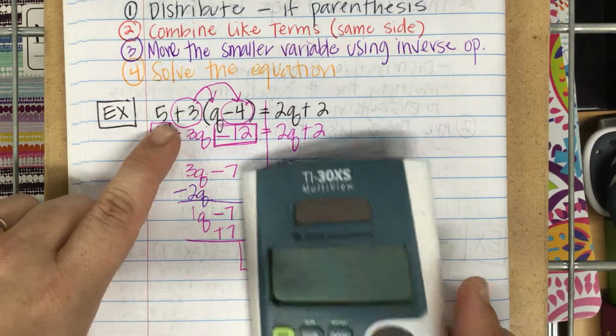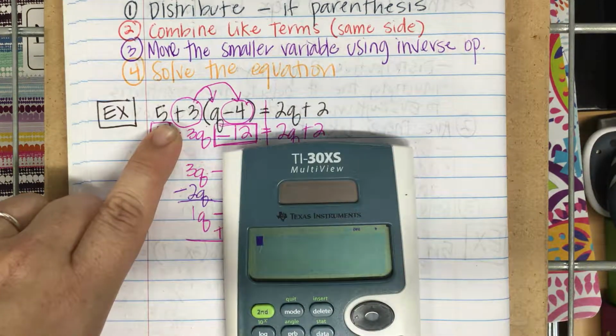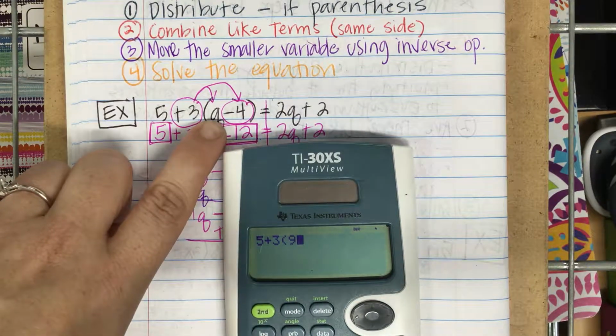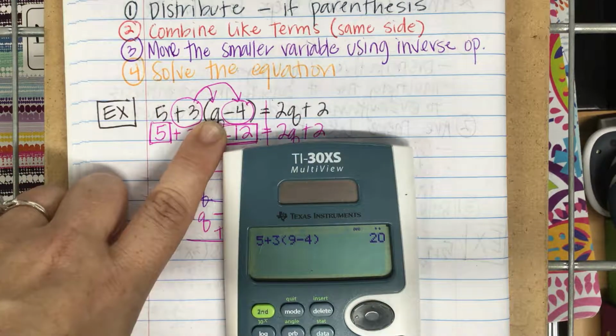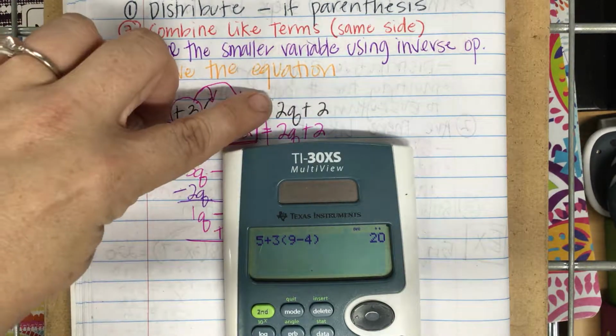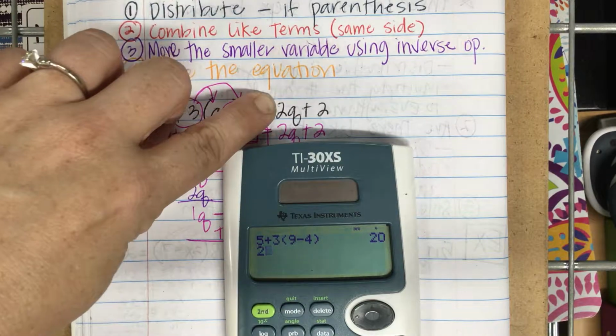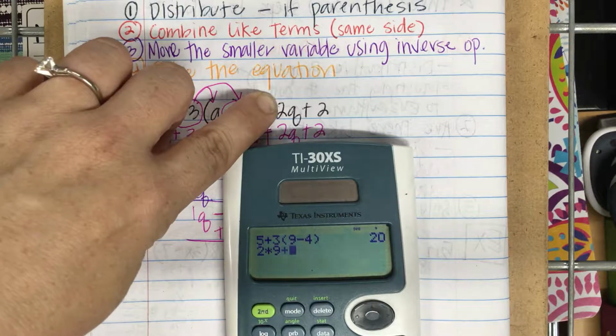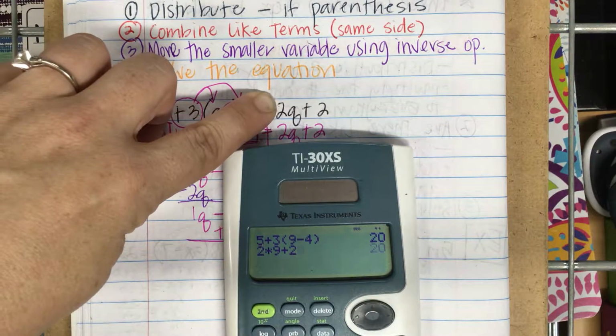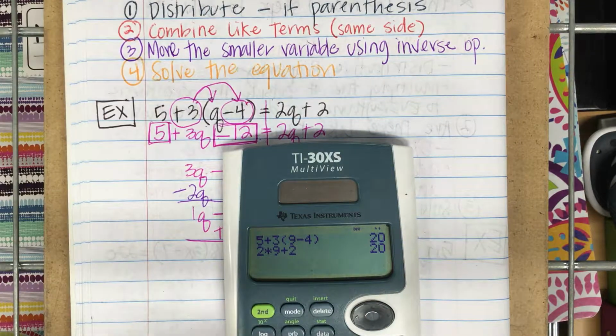So if I go up here to my original problem and I type in 5 plus 3 parentheses, 9 minus 4, close parentheses, and I get an answer of 20. Now I'm going to check this side. 2 times 9, because q is 9, plus 2, what should it equal? So I know my answer's right.